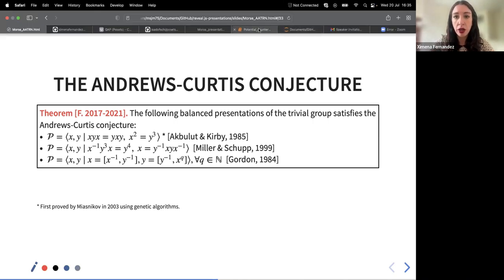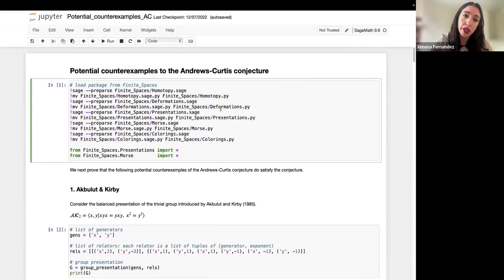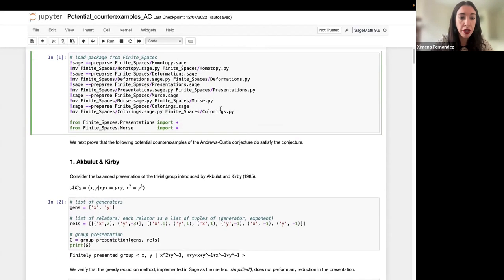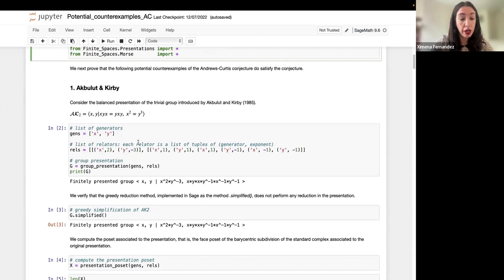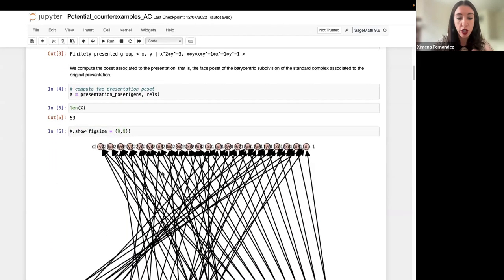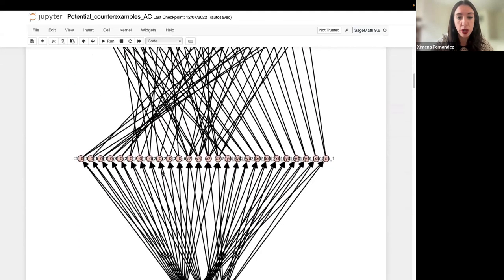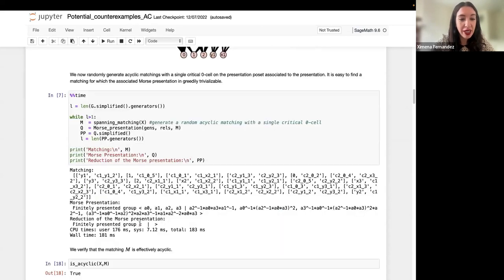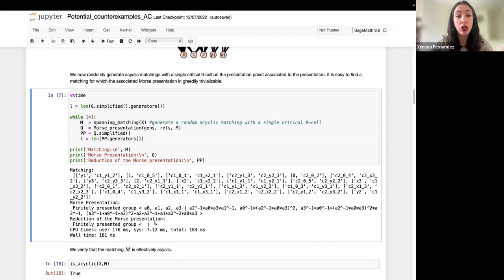So you can go to this notebook that is in the repository, look at the presentations and perform this. Here I compute the Morse function in terms of acyclic matchings in the face poset. So it's a poset associated to the presentation. And you can really see that this is an algorithm that takes less than seconds, and you can prove that these potential counterexamples satisfy the conjecture.